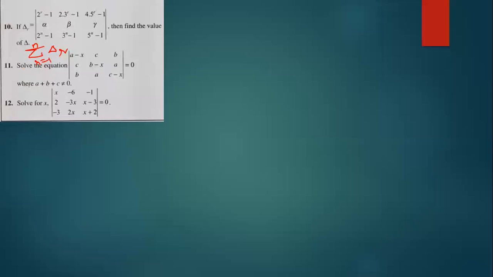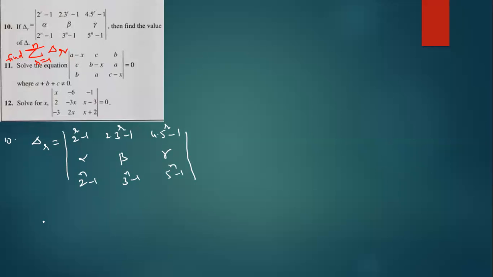Okay, let me see. This is the question right now. Find this value. Let me see whether the question is correct or wrong. Dear students, delta is given right now. Please don't write anything, just look at the board. This is a very important model. Alpha, beta, gamma: 2 power n minus 1, 3 power n minus 1, 5 power n minus 1. This is the delta r.